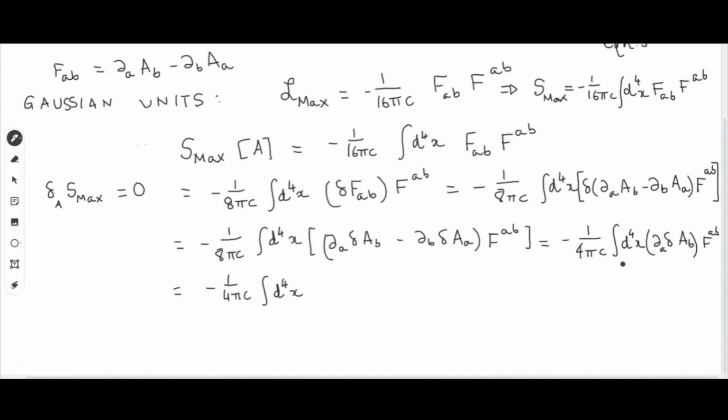Now I want to extricate the derivative from the delta, from the variation. So I push the derivative onto this factor and ignore the boundary term, so this becomes a plus, and I get delta A_B del_A F^AB, plus a boundary term, which I'm ignoring.